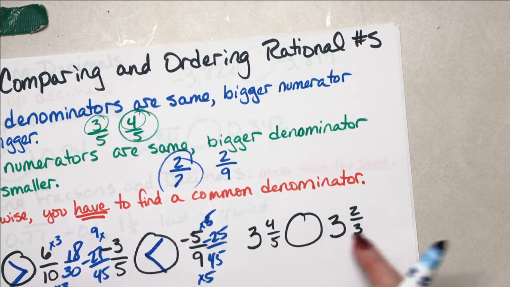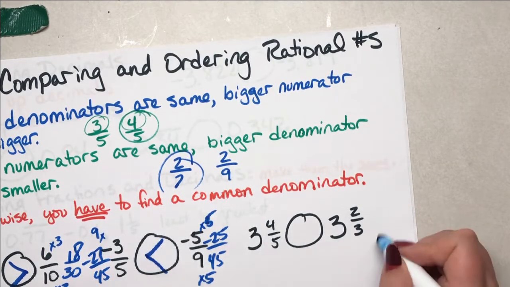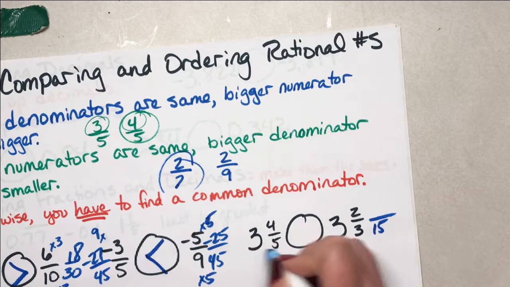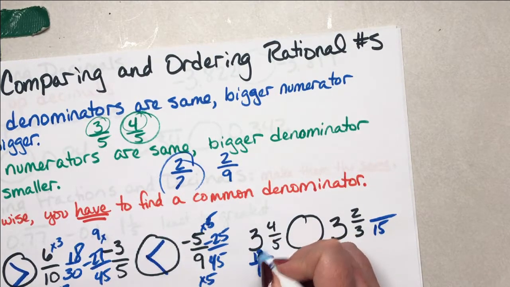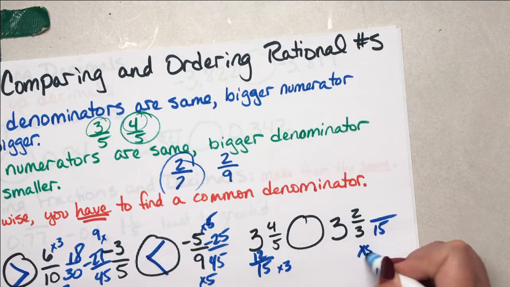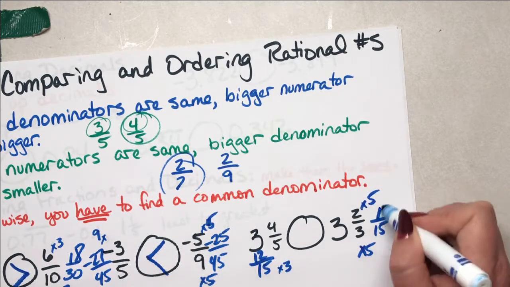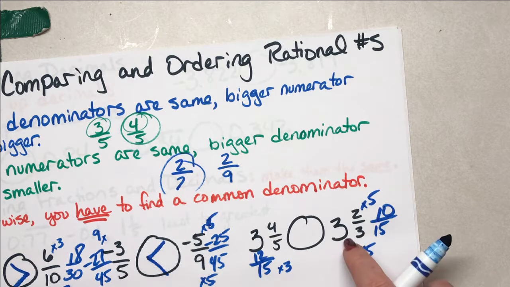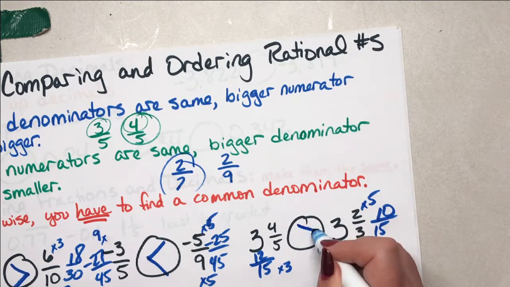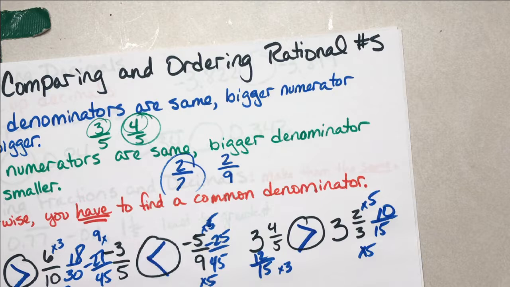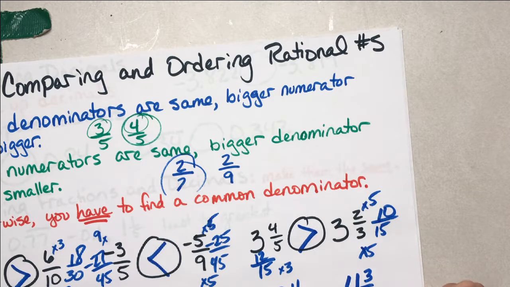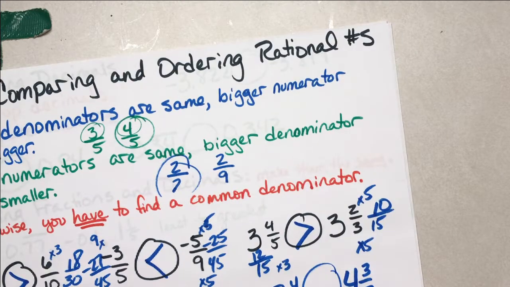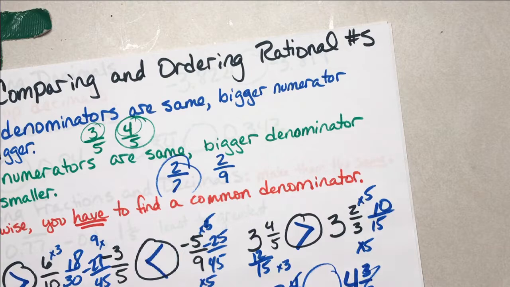Here we have 3 and 4/5 and 3 and 2/3. Fifths and thirds both go into 15. 5 times 3 is 15. 4 times 3 is 12. 3 times 5 is 15. 2 times 5 is 10. So I have 3 and 12/15 versus 3 and 10/15, and 12/15 is bigger. Now, also realize that if this is 3 and 4/5 and this is 4 and 3, I don't even care what it is, 4 is going to be bigger and you don't even have to look at the fractions. So that's bonus.